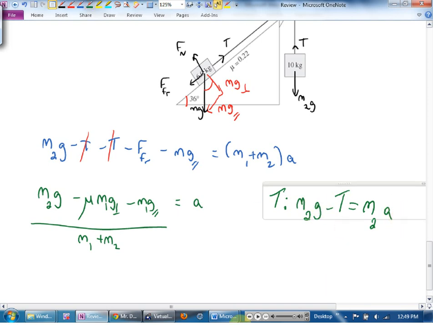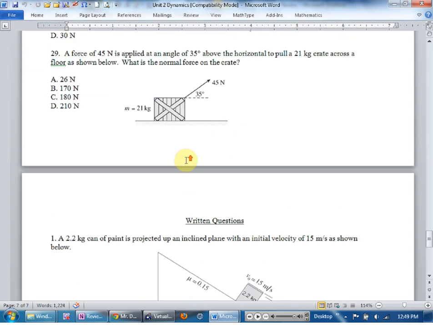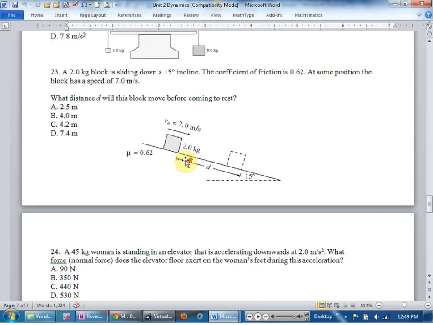Other good forces questions, something like number 23, where they ask what distance will it move before it comes to rest. You have to find the overall acceleration first, and then since it's slowing down, you'd make the acceleration negative. V final is 0, V initial is 7, and you could solve for D. I think Vf squared equals Vi squared plus 2ad.